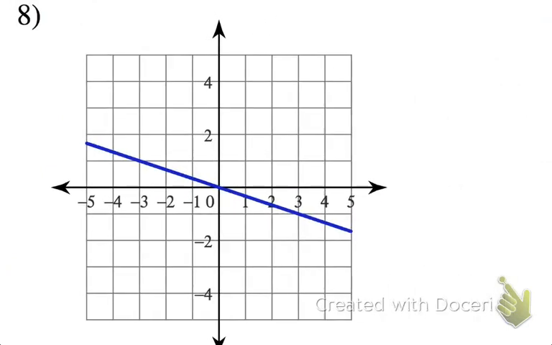And lastly, but not leastly, that doesn't really make sense, last but not least, number 8, we have a y-intercept. This y-intercept happens to be crossing through the origin, so the y-intercept is 0. I'll write that down. B equals 0. And we'll look for some distinct points.